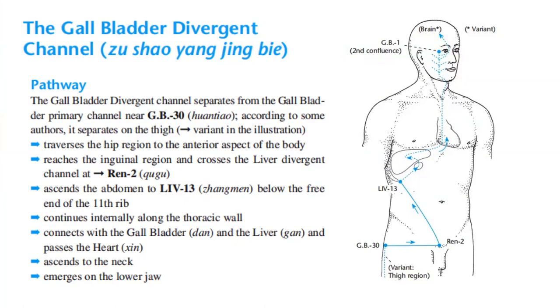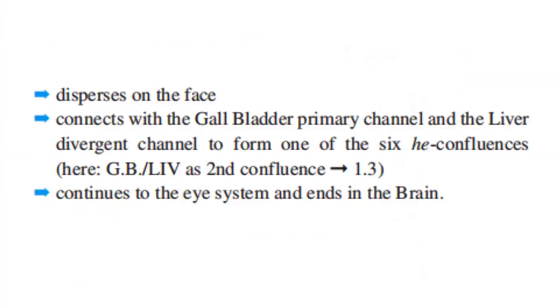It then continues internally along the thoracic wall and connects with the gallbladder and the liver and passes the heart, and then ascends to the neck and emerges on the lower jaw.